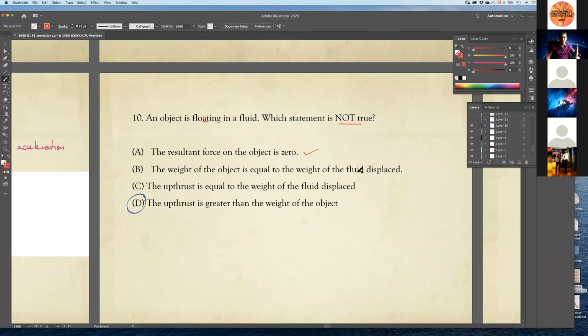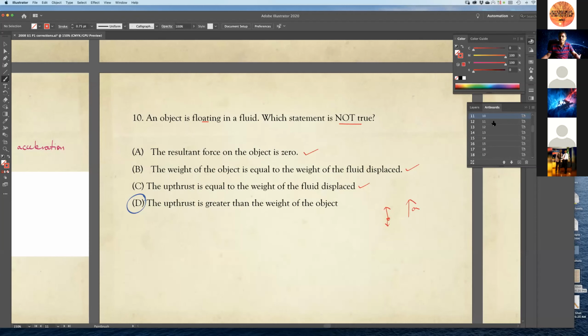The weight of the object is equal to the weight of the fluid displaced. That's called Archimedes' principle, which is true. The up thrust is equal to the weight of the fluid displaced. So the only possible nonsense answer is the up thrust is greater than the weight. If the up thrust was greater than the weight, it would not be floating, it would be rising. If the upward force on an object is greater than the downward force, that object could never be in equilibrium. That object will be accelerating upwards. So this is clearly the nonsense answer.